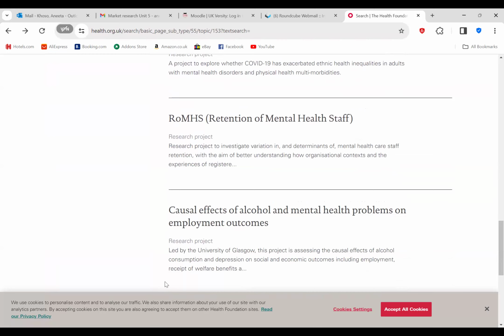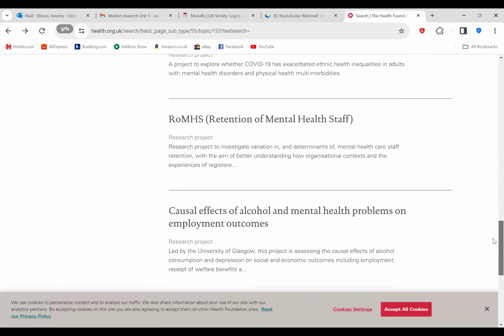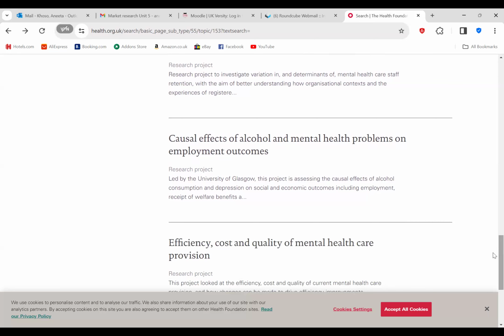Causal effects of alcohol and mental health problems on employment outcomes. You could not do alcohol, probably you could do anything else. Maybe you could do something on smoking, because alcohol and smoking go hand in hand. But the impact of alcohol, I think, is much more on employment and mental health problems compared to just smoking. And then you can see efficiency, cost, and quality of mental care provision within your sector wherever you're working. So these are some topics that you can have a look at and then discuss with your supervisor and see what feedback they have to give you.